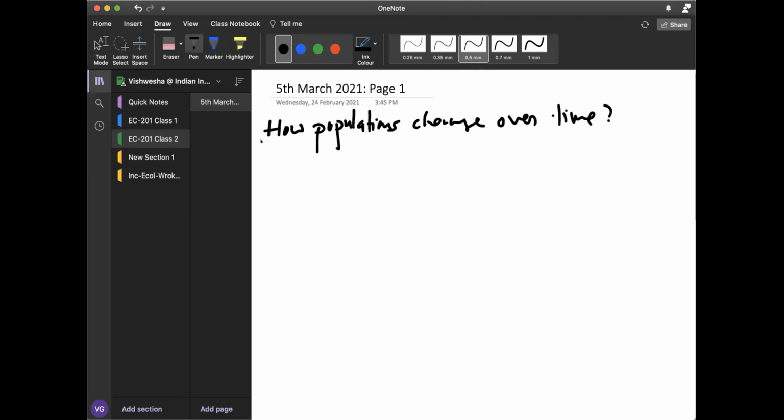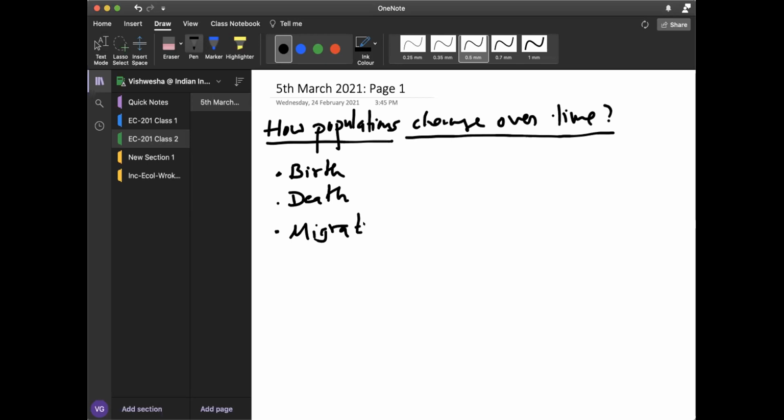To understand this, we need to understand the processes that influence the population size, right? Those processes are birth, death, migration, and then we also discussed issues like resources, immigration, and so on. We made a whole bunch of lists, diseases and so many other factors.